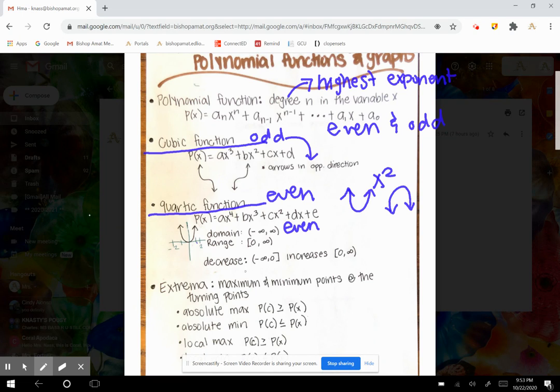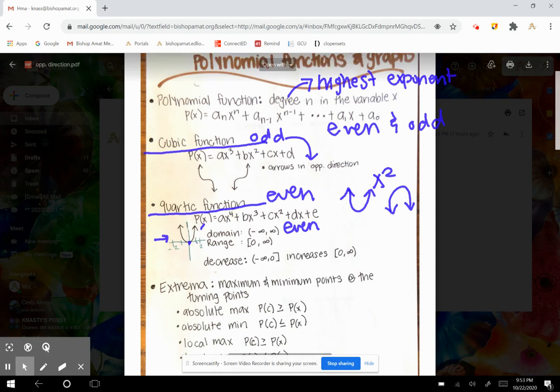If we're asked to look at the decreasing values or the increasing values, remember we're looking at your x values. So we approach this way. Up here, that's negative infinity and it stops at 0. Okay, and then when does it increase? Well, we're still looking at our domain. We're going up and out, from 0, hard bracket, all the way up and out to positive infinity.